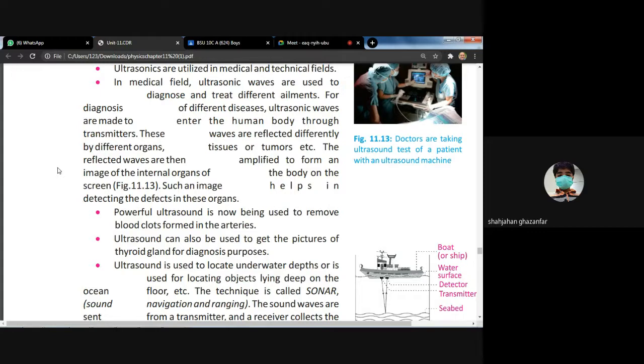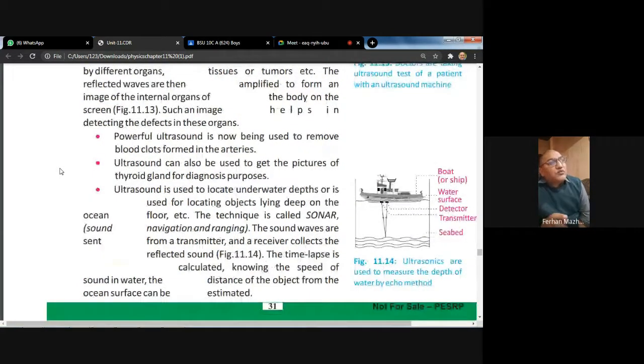These waves are reflected differently by different organs, tissues, or tumors, etc. The reflected waves are then amplified to form an image of the internal organs of the body on the screen. Such an image helps in detecting defects in these organs. Powerful ultrasound is now being used to remove blood clots formed in the arteries. You see, a very important use. Sometimes you have to write the uses in your paper.